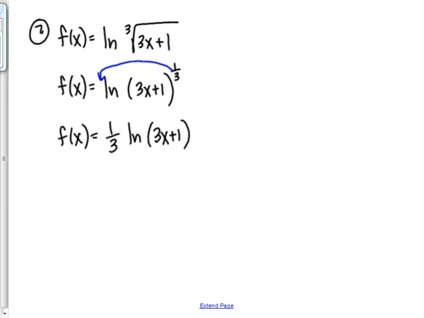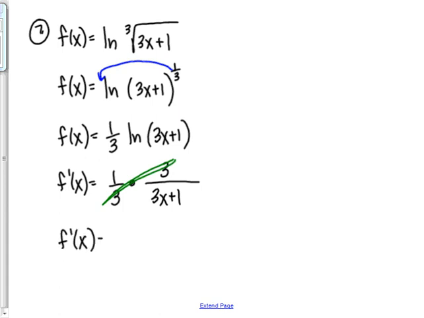All right, now we're ready for f prime of x. So 1/3 is just going to stay, and let's take our derivative here. So we put whatever's behind the ln on the bottom, and the derivative of that on top. And then what happens with those 3's? Those 2 can cancel out. So my derivative would be 1 left on top, and 3x plus 1 is left on the bottom.